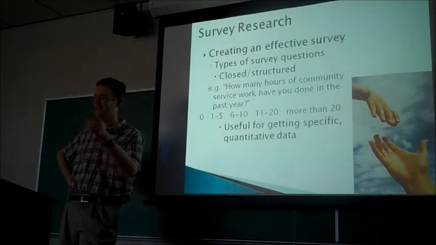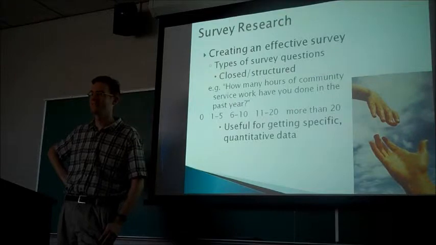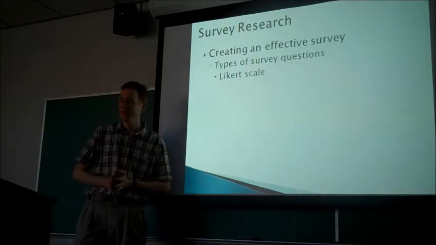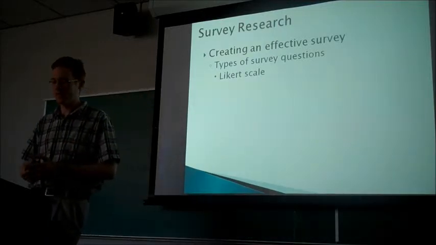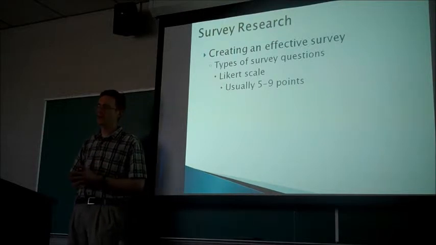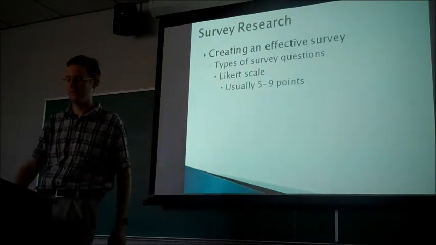And what's that scale called? Anybody know? Yeah, Likert scale. So that's what we're going to talk about next. That's pretty popular, the Likert scale. Usually, the Likert scale consists of around 5 to 9 points with a range of different answer options.